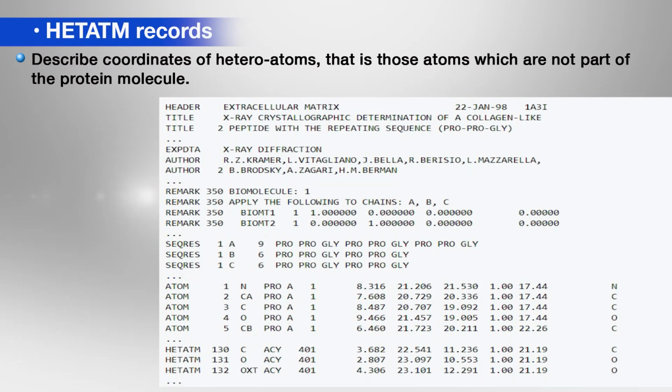Heteroatom records describe the coordinates of heteroatoms, that is, those atoms which are not part of the protein molecule.